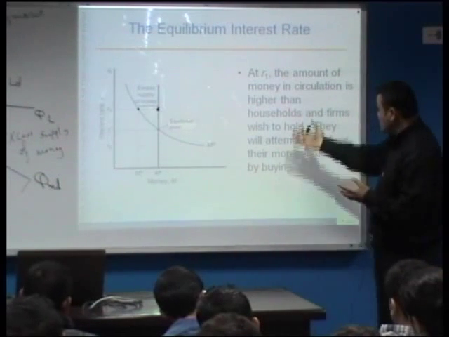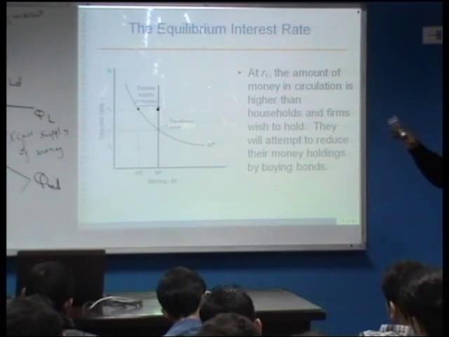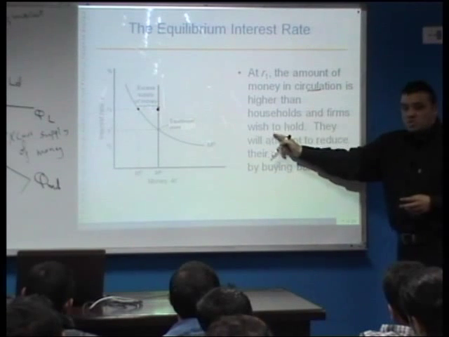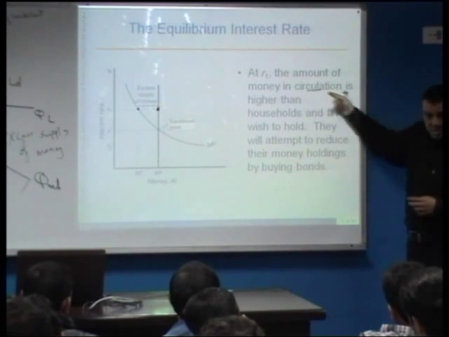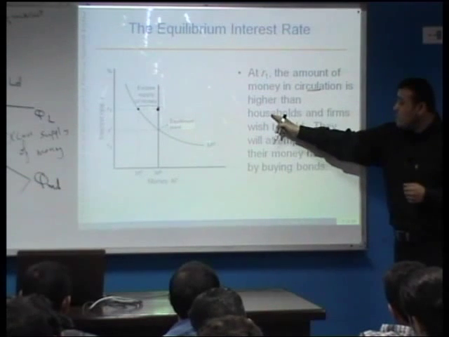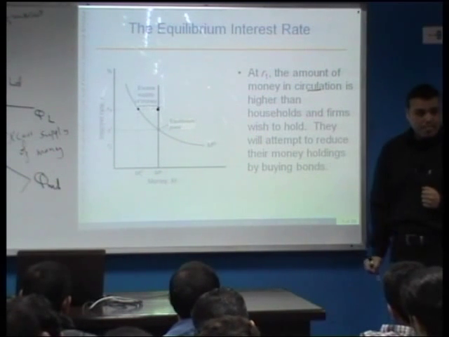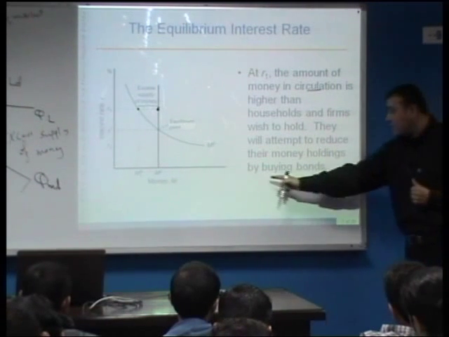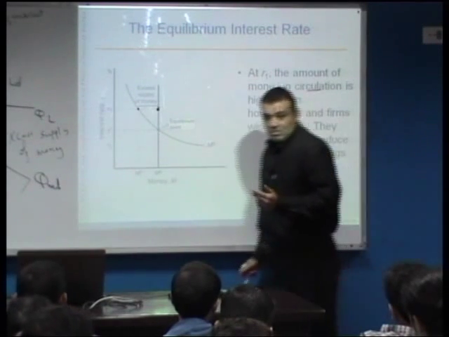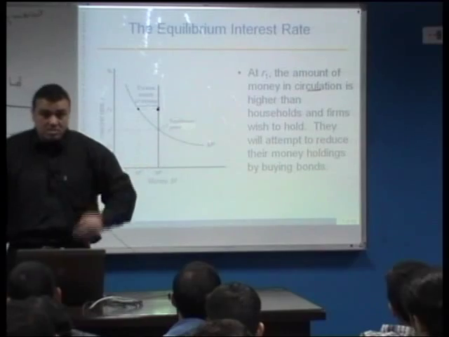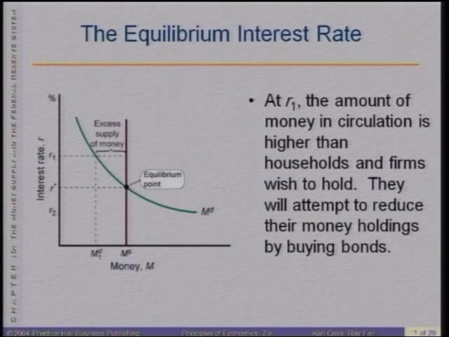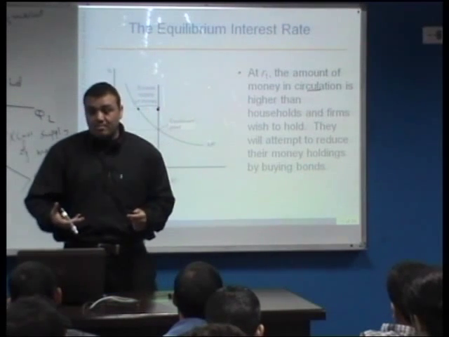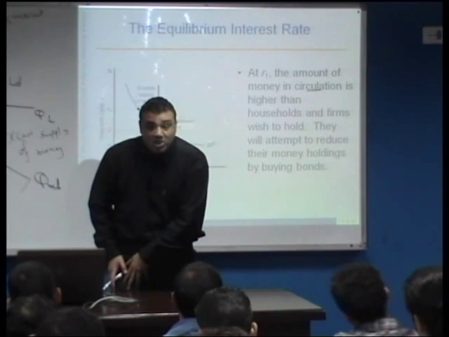for money. Okay? So as you see at R1, the amount of money in circulation is higher than the households and firms wish to hold. The money in circulation, the money supply, is higher than what people and firms demand. Okay? And they will attempt to reduce their money holdings by what? Buying bonds. For example, the interest rate on bonds is high, which means they demand bonds, and therefore they reduce the money in their hands, in their pockets, right? Or their money holding, which is called holding cash money.